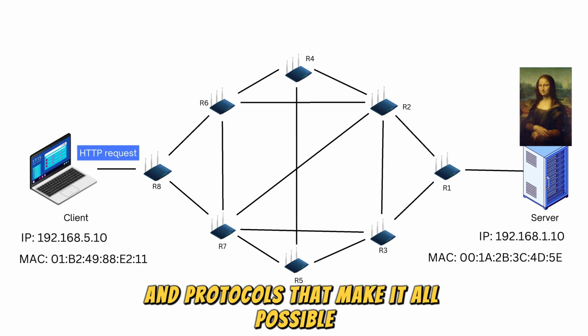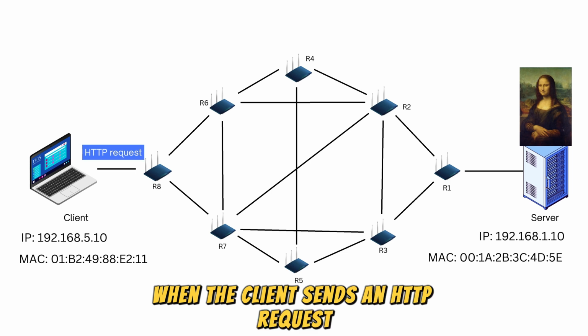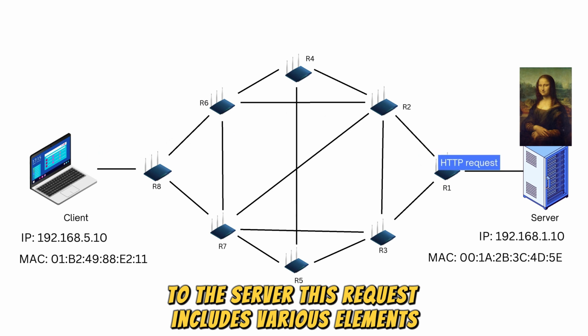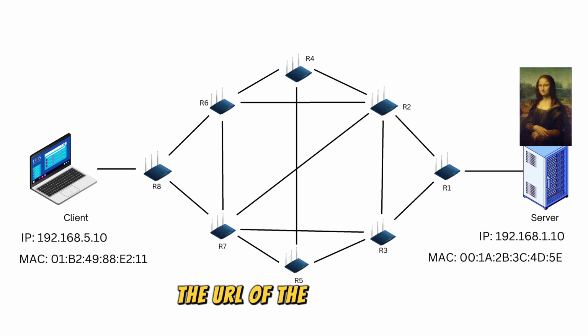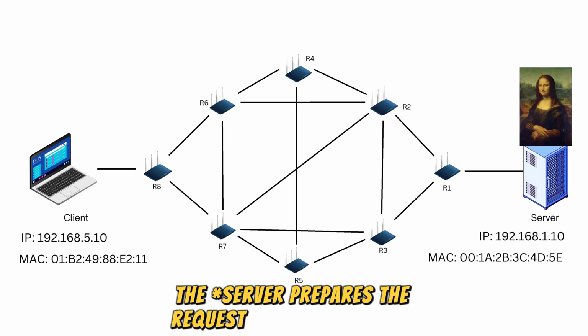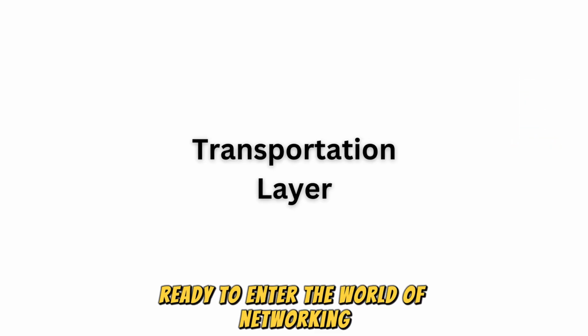The journey begins when the client sends an HTTP request to the server. This request includes various elements such as the method, like GET or POST, the URL of the requested resource, and additional headers. The client prepares the request for transmission, ready to enter the world of networking.